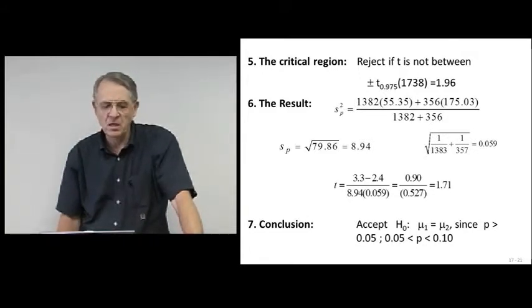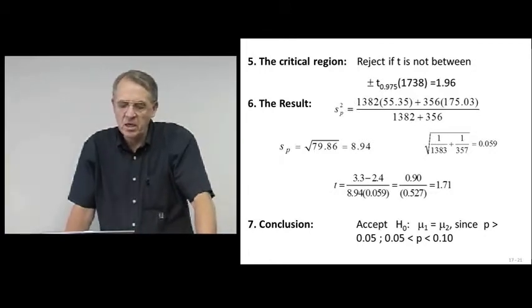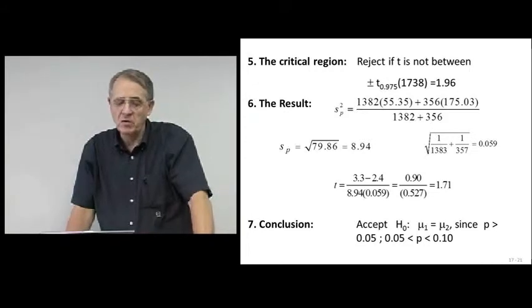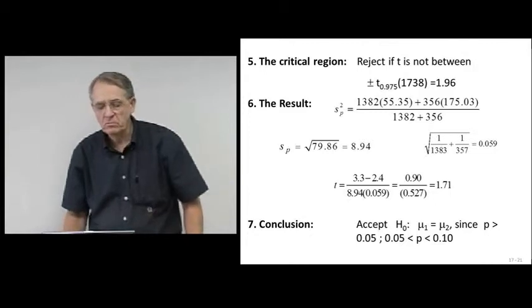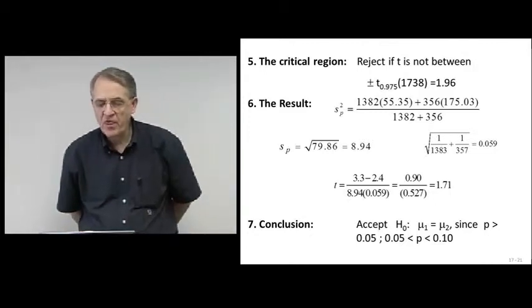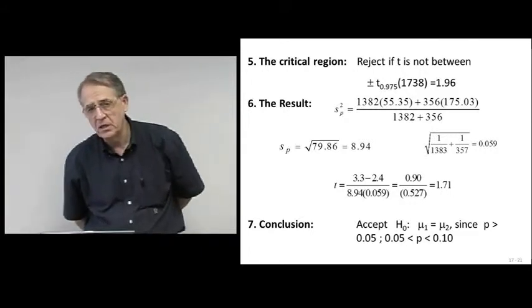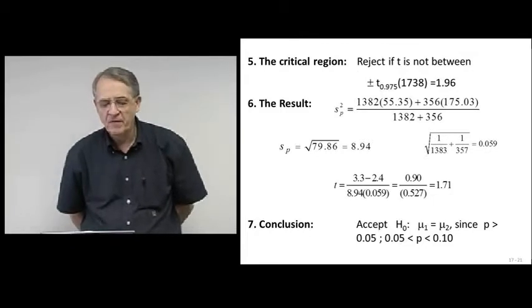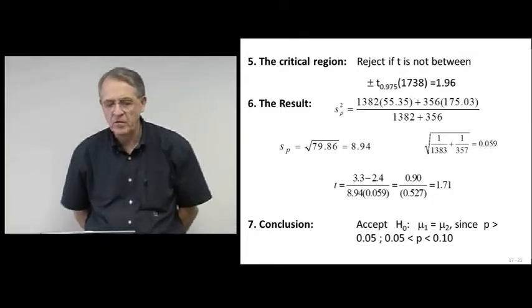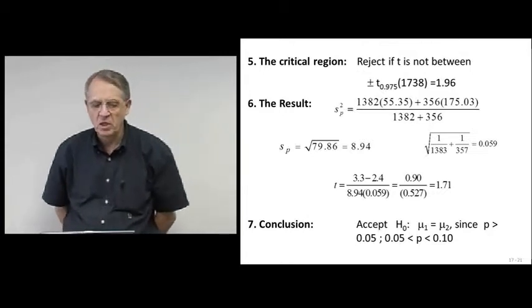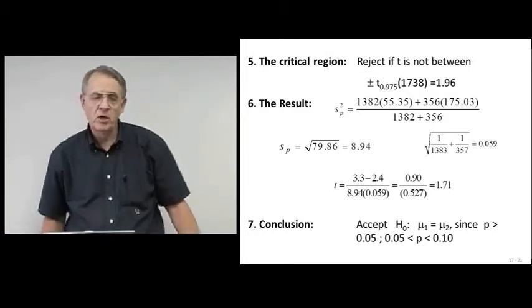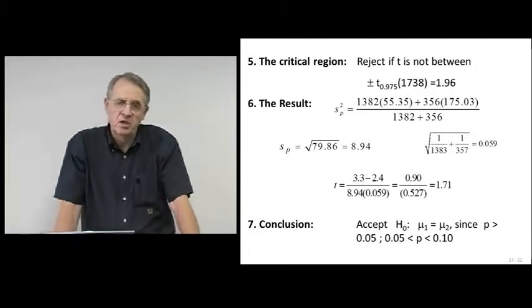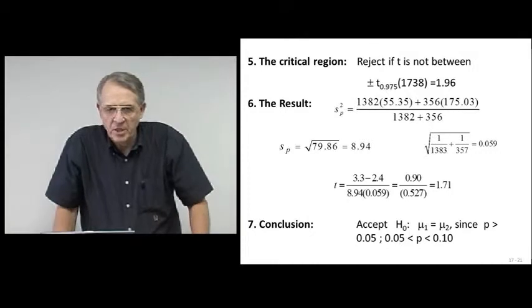So we do our test statistic in item 6, and look at t. It's 3.3 minus 2.4, that's 0.90, over the standard error of that difference, which is 8.94 times 0.059. Do all that calculation, we get 1.71. So with that information, we have the result of our t-test. It's 1.71. In item 5 above, we said we would reject the null hypothesis if we calculated a value of t that was not between plus and minus 1.96. Here we have a number that is between minus 1.96 and plus 1.96. So we will accept the null hypothesis that the two populations have the same mean.